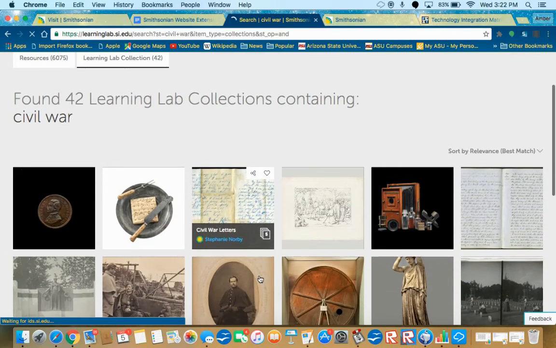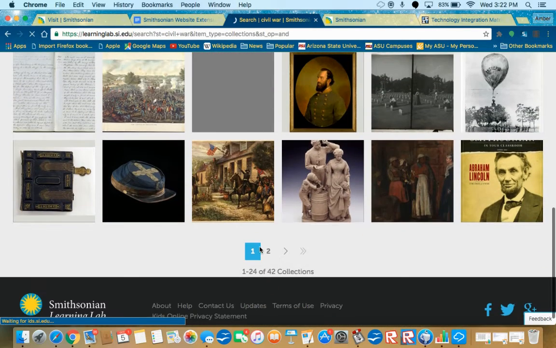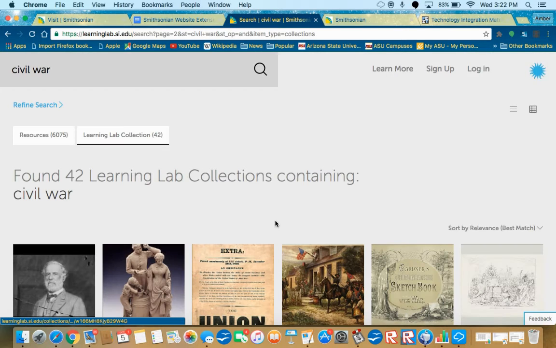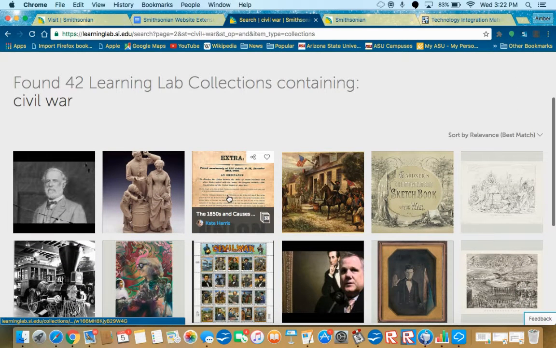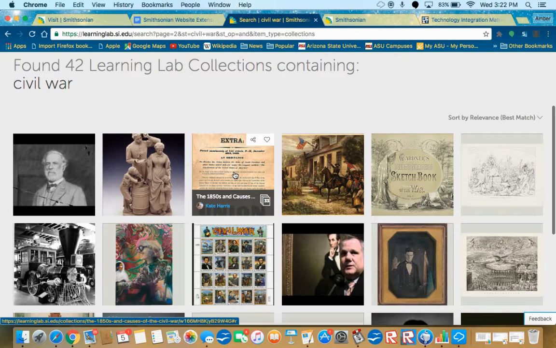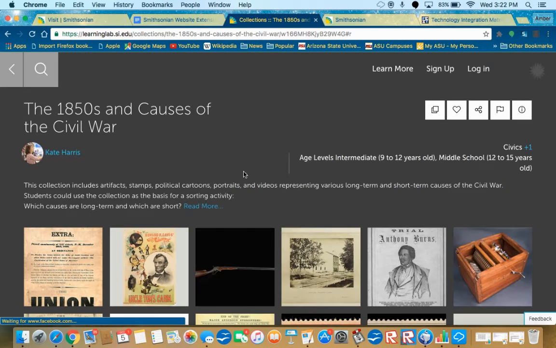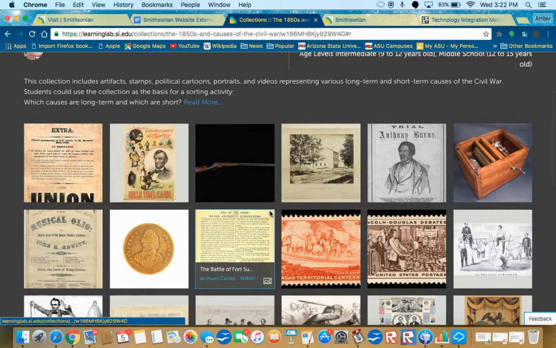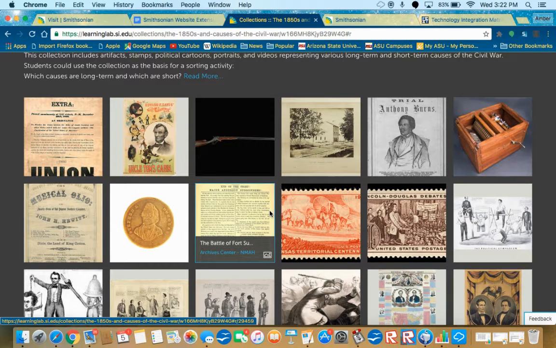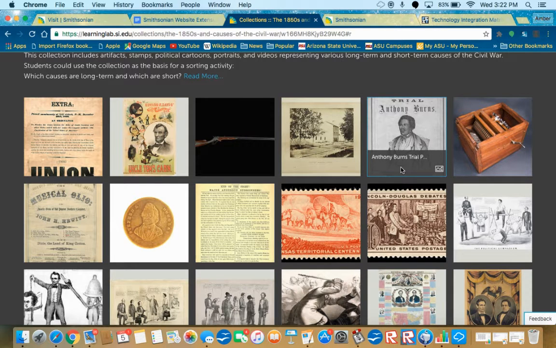It pulls up 42 Learning Lab collections. I looked through these, and remember, I want to talk about what led up to the Civil War. So I found this one. It says the 1850s and causes of the Civil War. Here is a whole bunch of pictures and primary sources about all kinds of different things about the civil unrest during that period of time. You could print these out and use these in your classroom, or if students have access to technology, they could pull these up on their own.